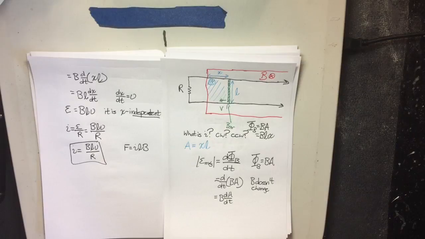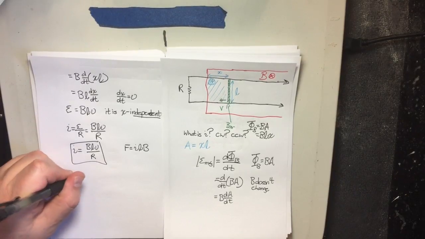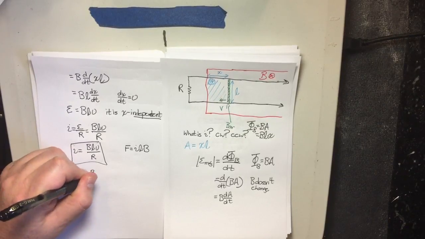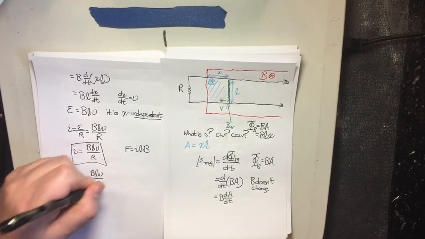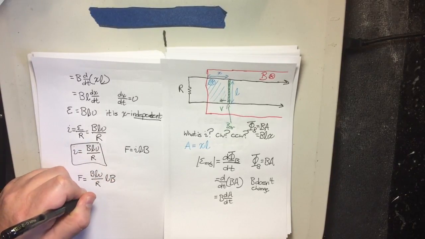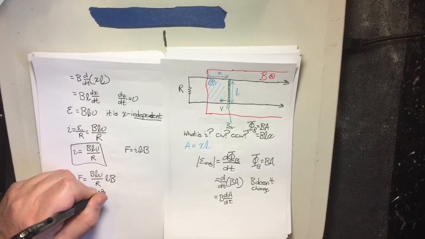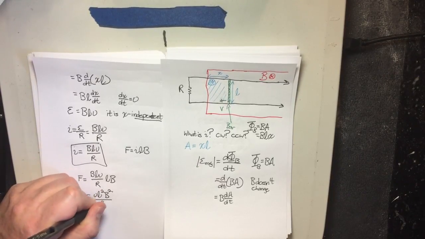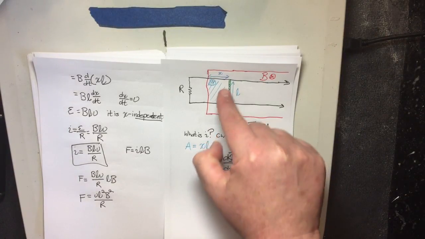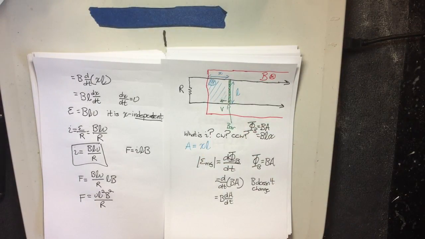Oh, that makes perfect sense now. So that force is I, or BLV over R, times LB, or VL squared B squared over R. So the force on this bar, by the fact that it is carrying a current through it that we've set up, will experience a force.